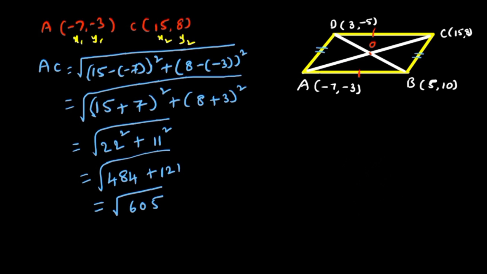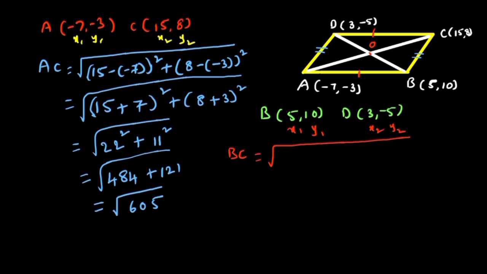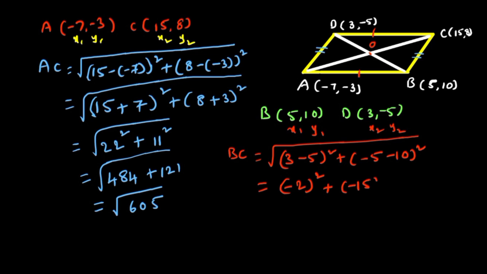Okay, so now here we should take the BD length. B is 5 comma 10 and D is 3 minus 5. So again this is x1 y1 and this is x2 y2. Now BD is equal to root of x2 minus x1, then 3 minus 5 whole square, y2 minus y1, minus 5 minus 10 whole square. So 3 minus 5 is minus 2 square, and this is minus 15 square. Okay, so minus 2 square is plus 4 and 15 square is 225. So 4 plus 225 is root of 229.